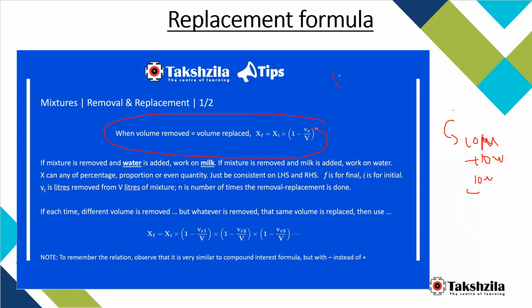This formula is x final is equal to x initial into 1 minus volume of the removed particular quantity upon total volume. So say like there was 10 initially, and 4 liters are being removed every time. 4 upon the total volume of the mixture, say 20, question was. So final will be this much. This is how this formula works. Okay, you can read this.